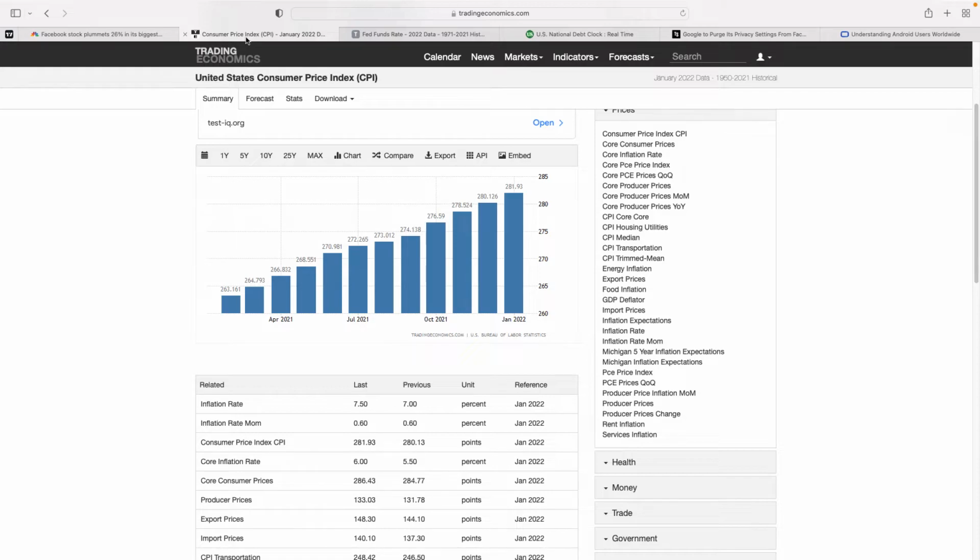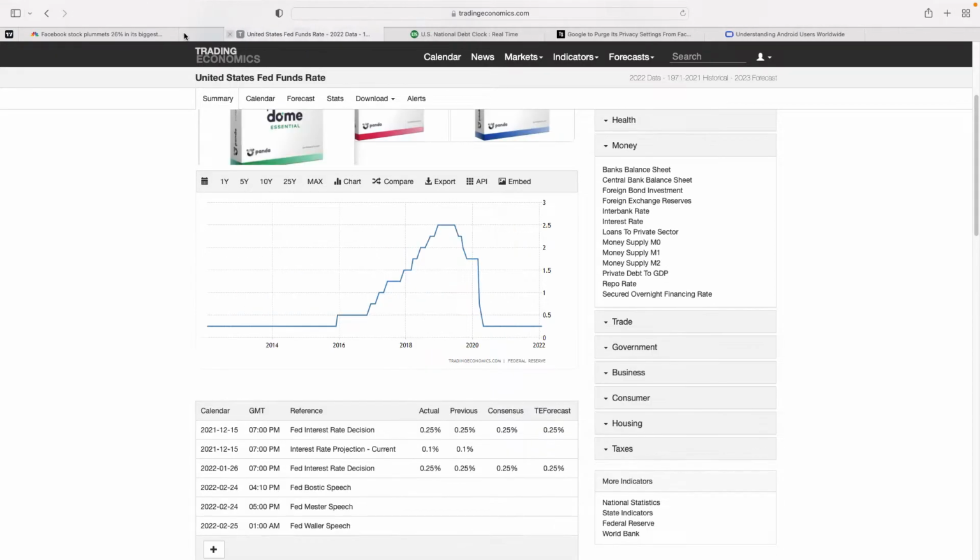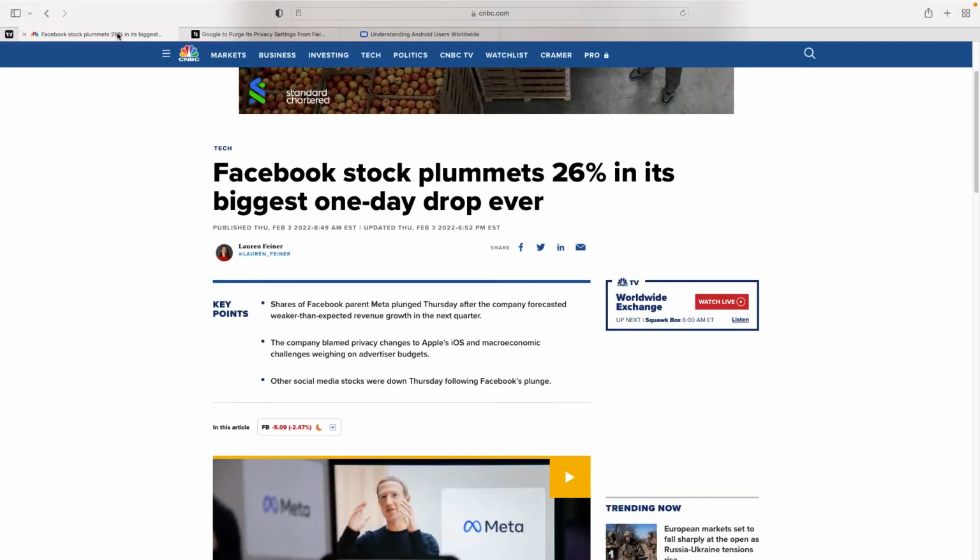So now you're sitting there thinking, okay, but what about Facebook? Like, people are not buying Facebook because Facebook is free. Now, that is an interesting question as well. So we can see Facebook stock plummeted 26% in its biggest one-day drop. The main reason why the shares of the company dropped is because they blamed Apple's privacy policy in Apple's iOS. What that means is, if you've got an iPhone, you probably know that if you download an app, the iPhone normally asks you, do you want to allow this app to track you?